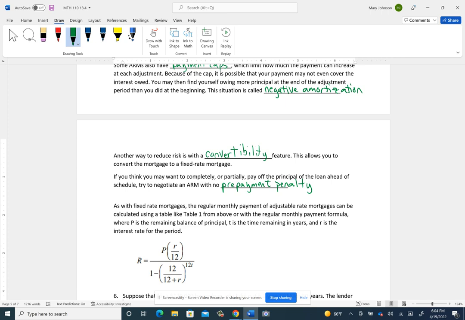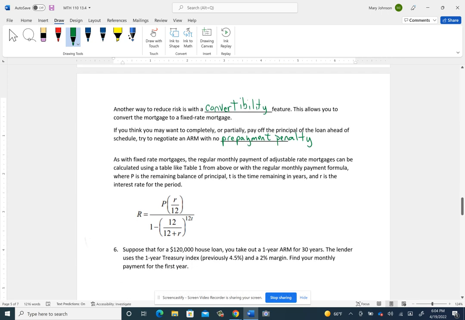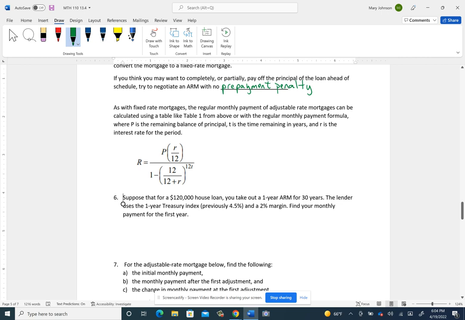All right, now the way you work these problems is pretty much the same as how you work the fixed rate problems. This formula is no different, and Table 1, there's nothing different about Table 1. What's going to be different is that your interest rate might be adjusted during the loan. So let's do a couple problems with adjustable rate stuff.